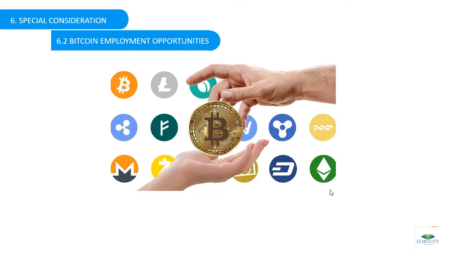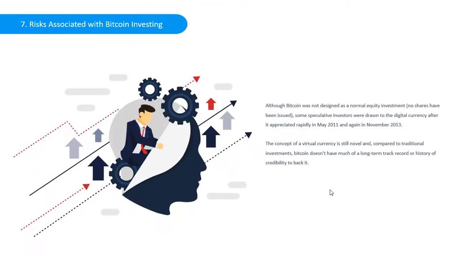The most popular way of amassing the currency is through buying on a Bitcoin exchange, but there are many other ways to earn and own Bitcoins. Types of risks associated with Bitcoin investing. Although Bitcoin was not designed as a normal equity investment, no shares have been issued. Some speculative investors were drawn to the digital currency after it appreciated rapidly in May 2011 and again in November 2013.